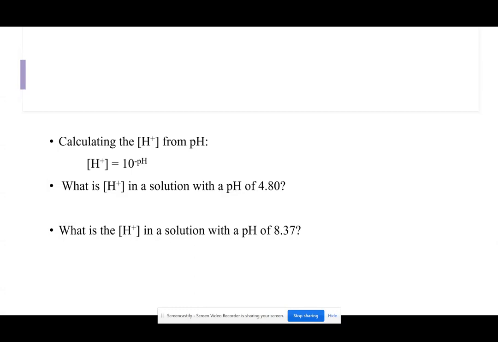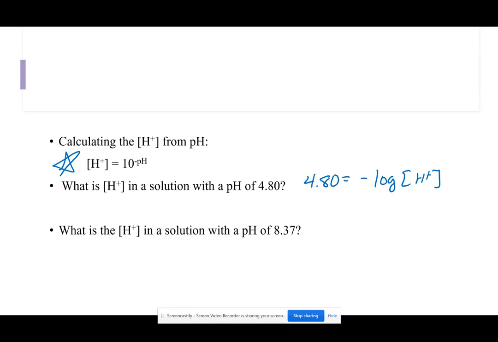When you are given the pH and you're calculating the H+, you have to use this third formula. Logs are the inverse of exponents. So I can't plug a pH in. Like if I was doing this, what is the hydrogen concentration in a solution with pH of 4.8? I can't plug that in to the pH formula and solve that by dividing by logs. That's not how logs work. Logs are the inverse of exponents.